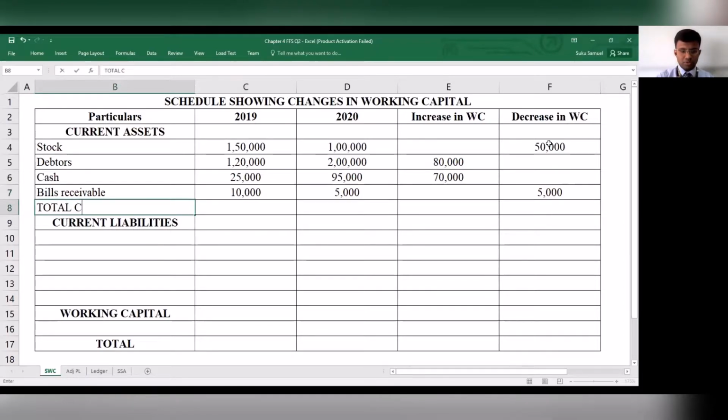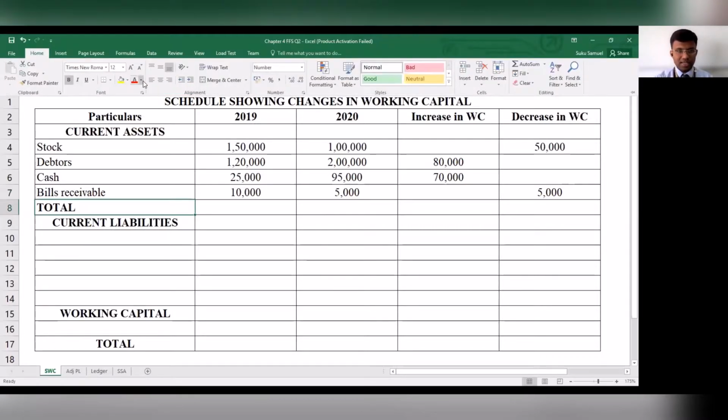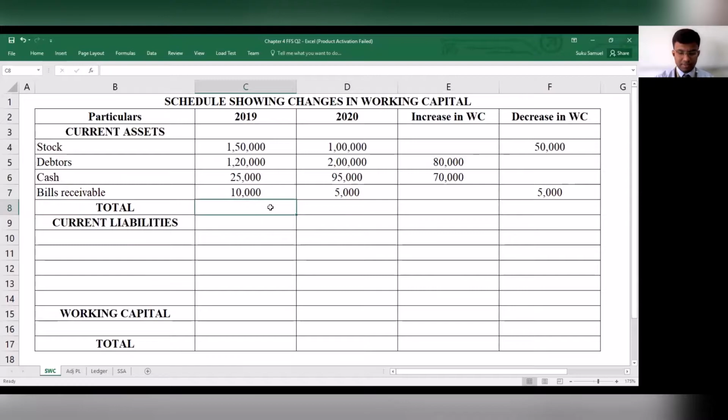Now, next, what we have to do is total up the total current assets. Let's sum this up. Okay, so this has been completed. Next we have to move on with the liabilities.